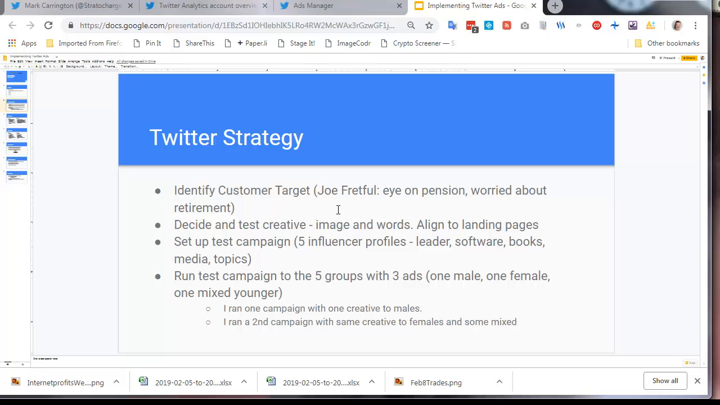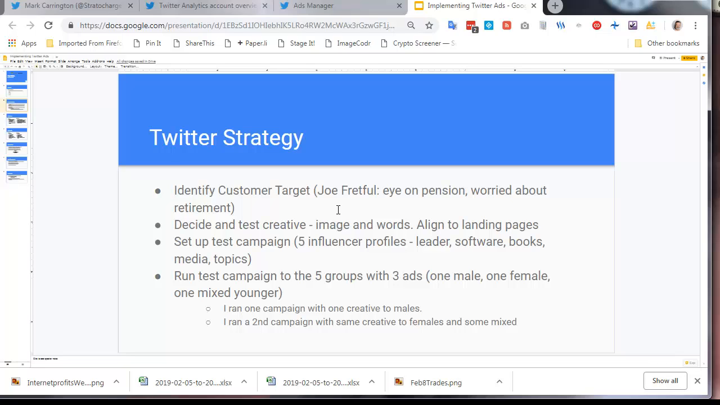So we decide and test a creative, which is a combination of image and words. Remember that Twitter uses the concept of cards, or you can just promote one of your existing tweets, but it needs an image for best impact, and the chosen selection of words, and it needs to be aligned to your landing pages, or you tweak the landing pages so they're aligned to the words. So I certainly did that. I modified my landing page so that it would align to the words.